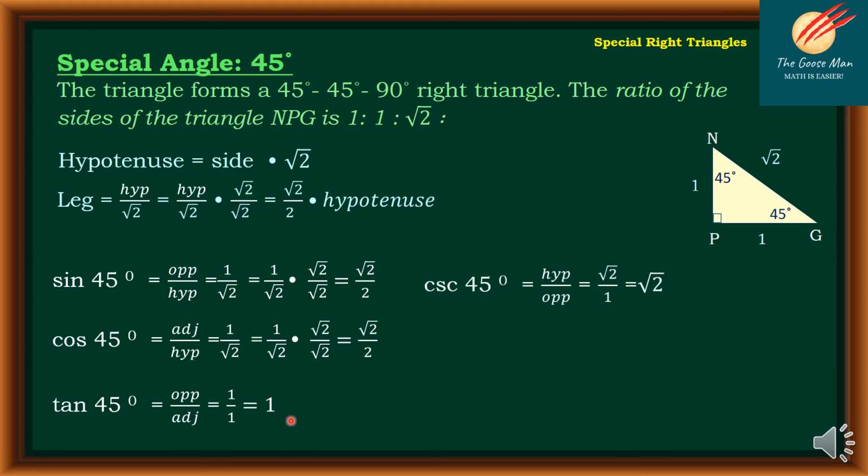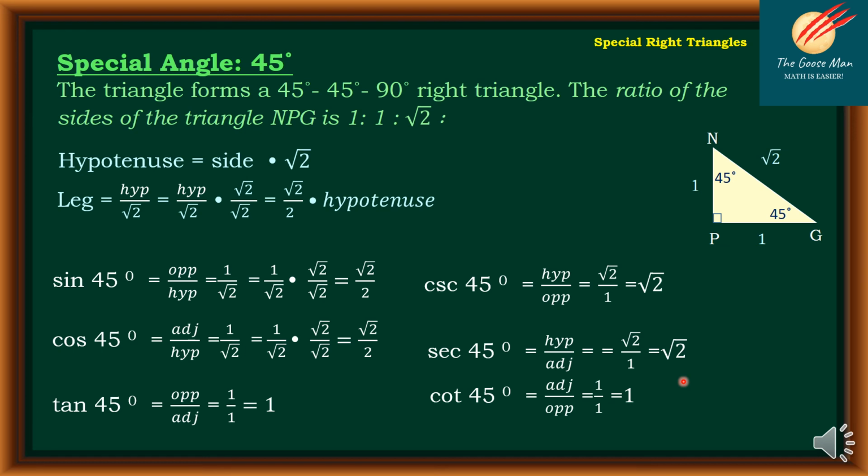Next, we have cosecant 45 degrees. Let's consider the angle G. The hypotenuse square root of 2 all over the opposite side 1 is equal to square root of 2. Also, secant 45 degrees is equal to hypotenuse square root of 2 all over the adjacent, which is 1. So the simplest term is equal to square root of 2. And finally, cotangent 45 degrees is equal to adjacent all over opposite is equal to 1 over 1, which is equal to 1. So these are the 6 trigonometric functions of a special angle of 45 degrees.